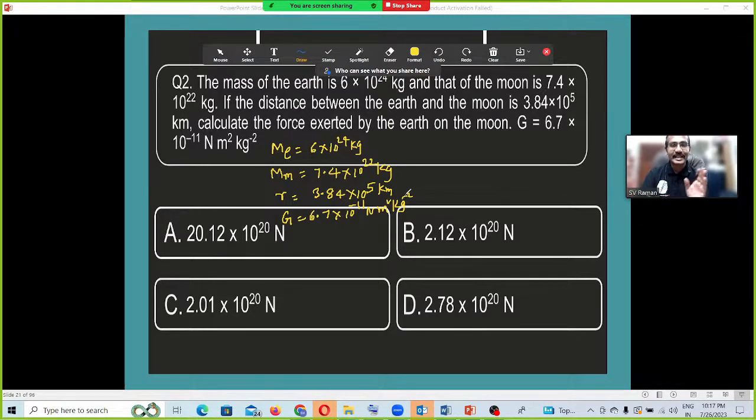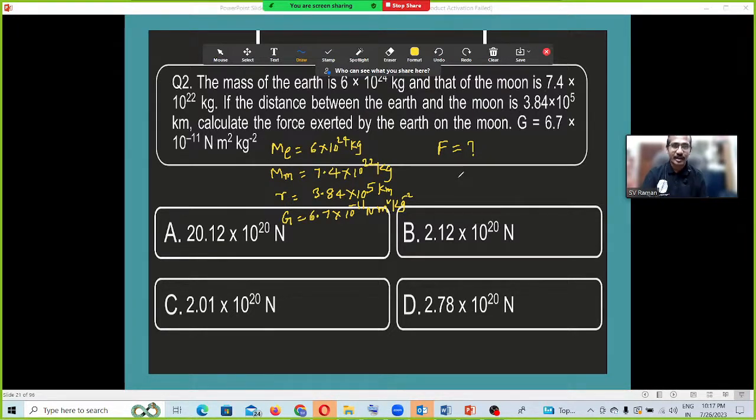Once we write the given data in the examination, we no need to read the question again and again. Time will be saved. And we can go ahead to what they are asking. That is the required data. This is all the given data what we have written. What is the required data? Calculate the force F. Force F we need to calculate.